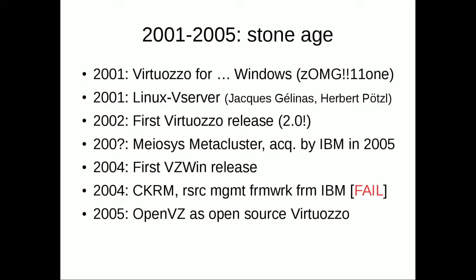And they were acquired by IBM in 2005, and I'm not sure, but I believe this team was working on making containers for IBM AIX, WPARs, right? Workload partitions. The containers in AIX were called workload partitions. So in 2004, there was also an interesting project from IBM called CKRM, Class-based Kernel Resource Management framework, and it was the same idea as user beancounters, basically per process group limits, various limits and guarantees.